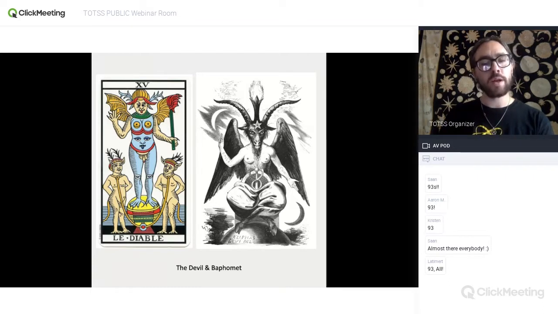The two moons there are reversed from the signs that you would expect them to be on. But Levi talks about the white moon being the moon of Hesed, and the black moon being the moon of Gevurah. So we have mercy and severity, the two pillars on the Tree of Life. And you can easily attribute Baphomet's entire body to the different Sephiroth on the Tree of Life too. So a very complete and total image, but also a kind of horrifying one.